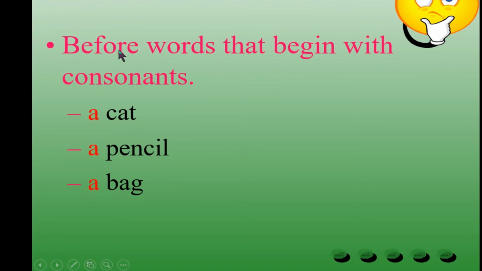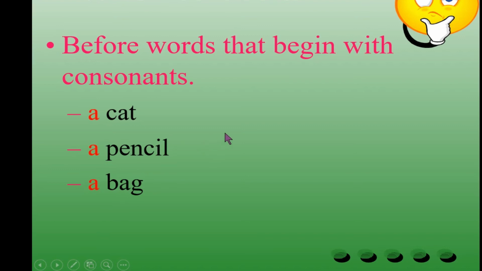When do we use a? Before a word that begins with a consonant: a cat, a pencil, a bag. So remember, when you use a, it must be a consonant start, so letter C, P, and letter B. So that's it: a cat, a pencil, and a bag.